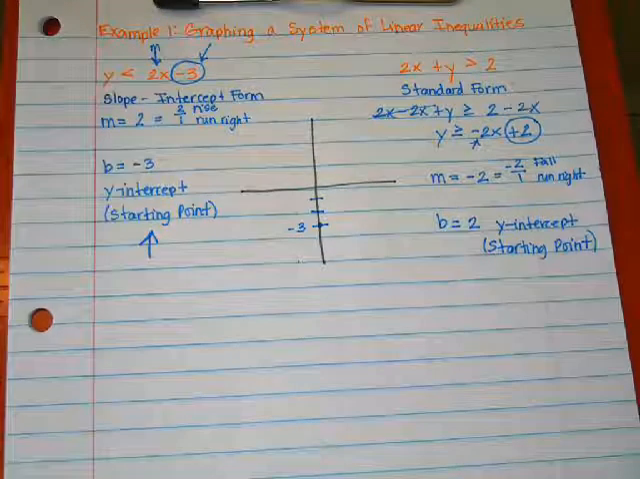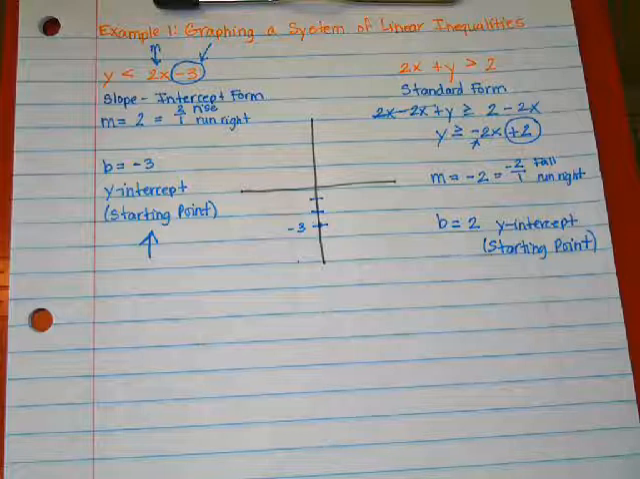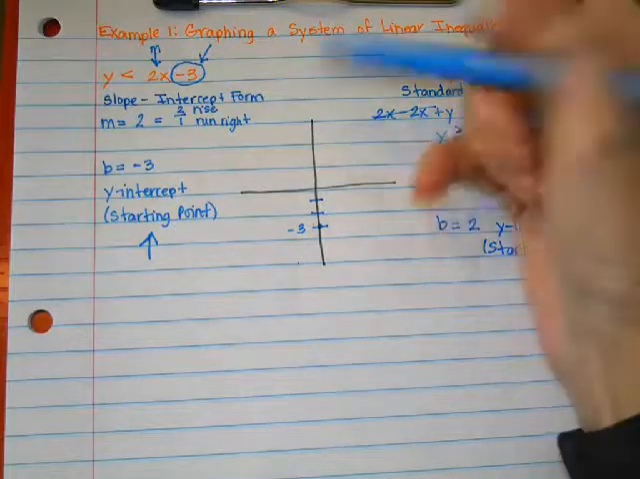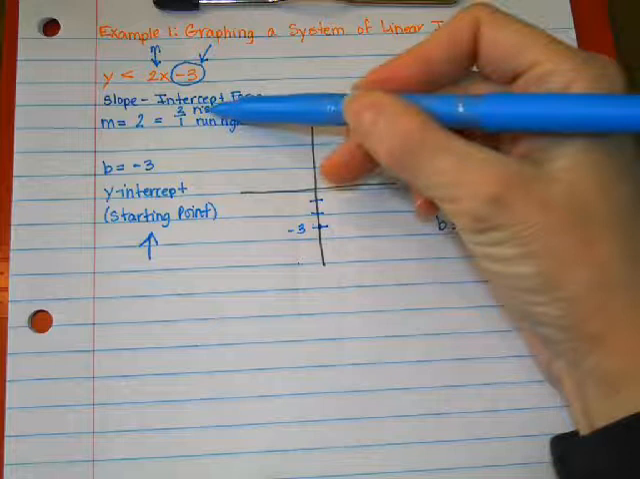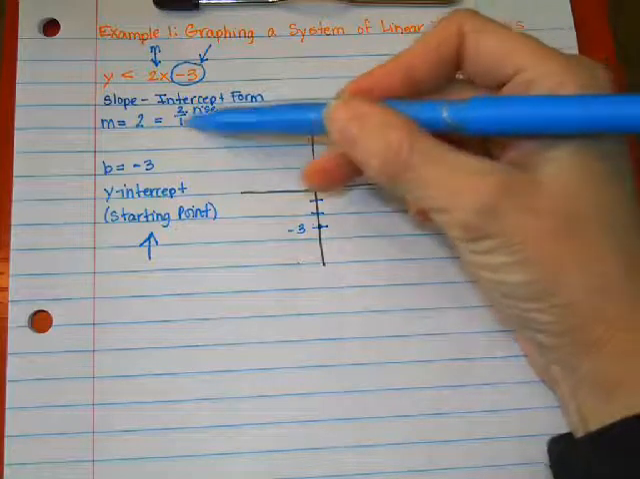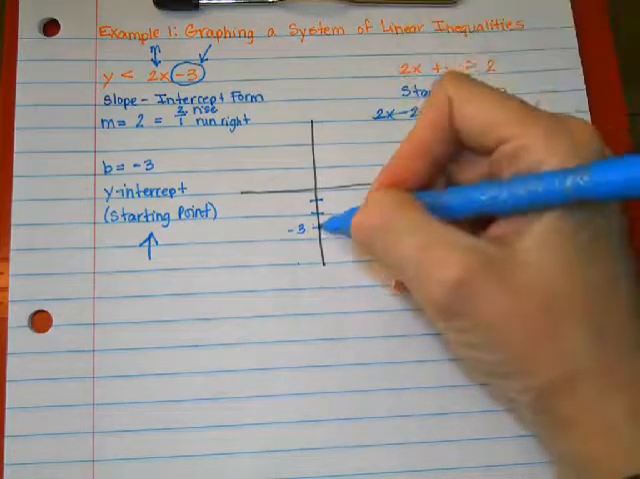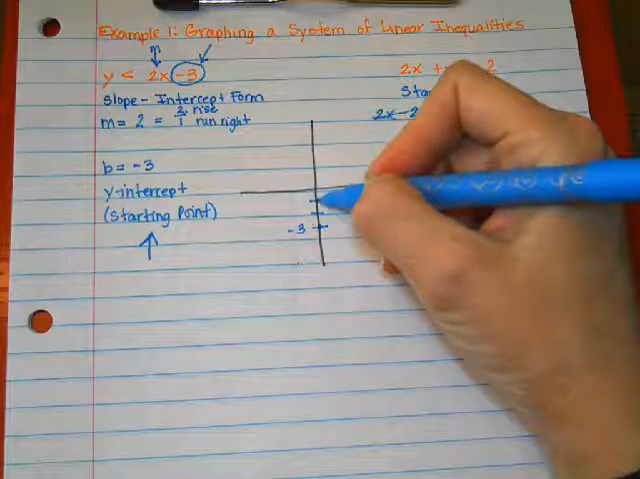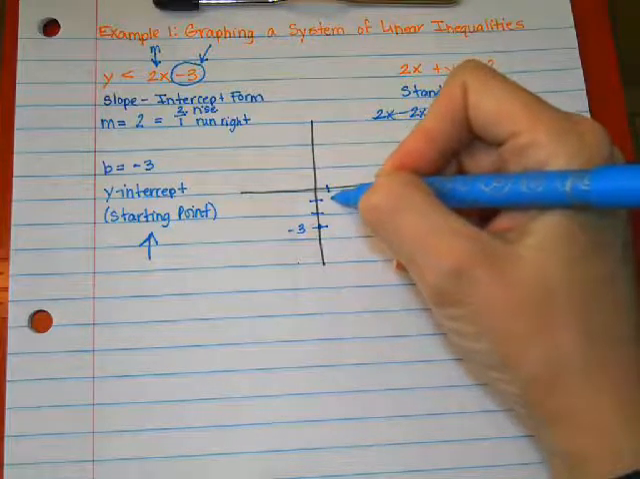All right, so from here, Ava, what do I do? Good job. She said she looked at her slope and she says she has to rise 2 and run right 1. So she's going to rise 2, so 1, 2, and then she's going to run to the right 1.